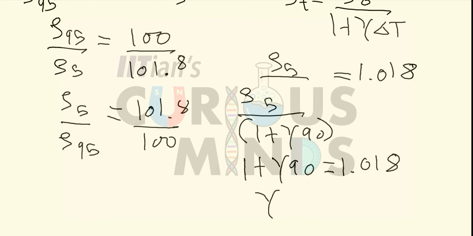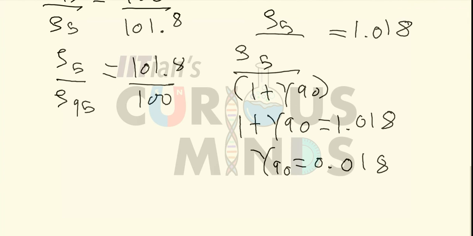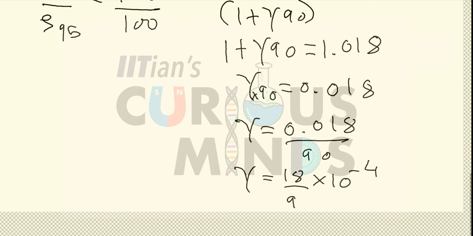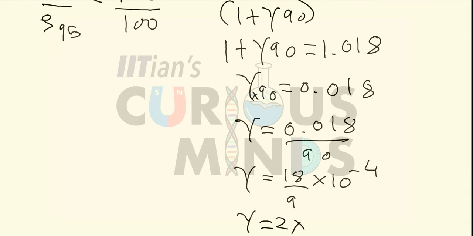So gamma into 90 will be equal to 0.018. So gamma will be equal to 0.018 divided by 90. If I rearrange this term, gamma will be equal to 18 divided by 9 into 10 raised to minus 4. So basically gamma will be equal to 2 into 10 raised to minus 4. This is the coefficient of the volumetric expansion of the liquid.